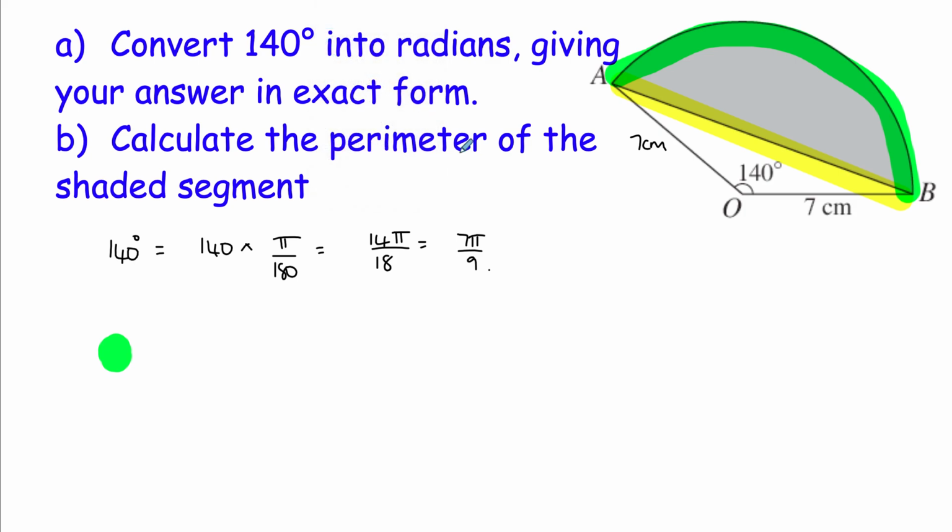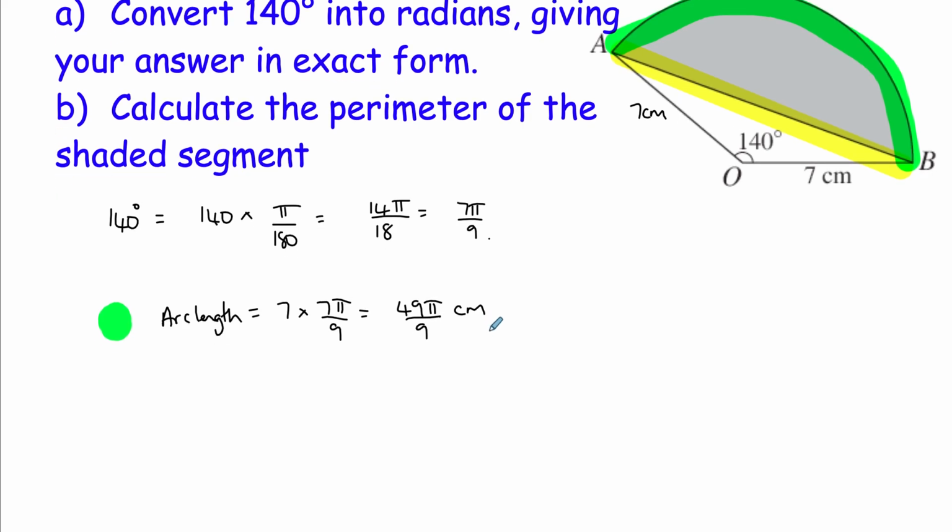And that's the arc length of the sector. So that is equal to r theta. R is 7. Theta in radians is 7 pi over 9. So I'm going to leave that in exact form. 49 pi over 9.